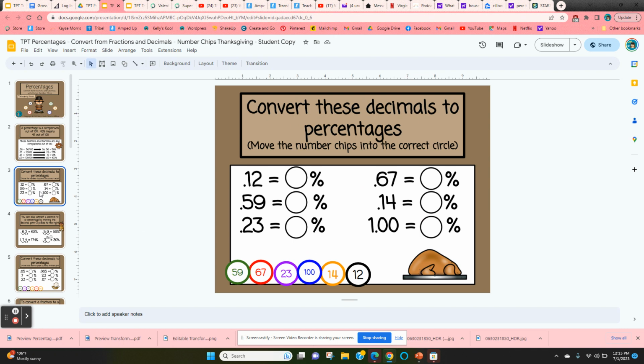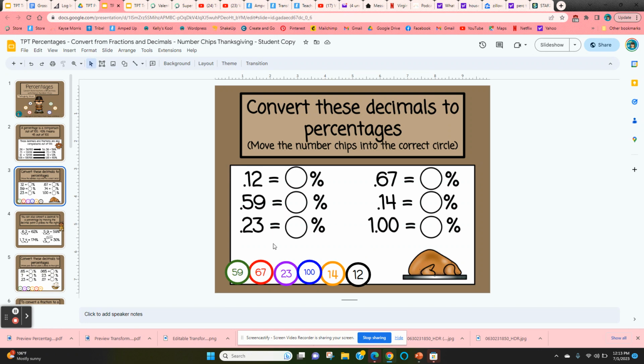So students are going to start on slide 3. They're going to be moving these colorful number chips into the correct place. So every slide has all of the number chips they need. So if they get to the end and something doesn't work, they know they've made an error and they need to go back and check.